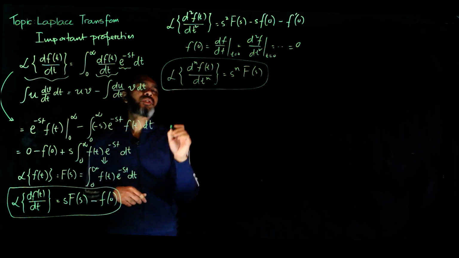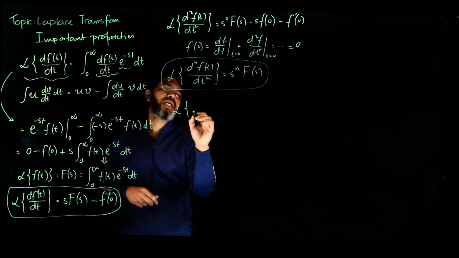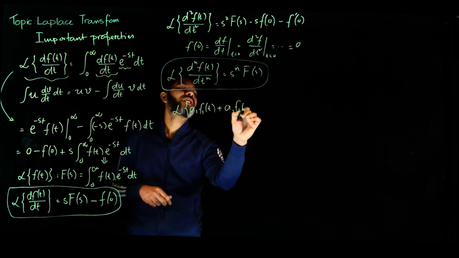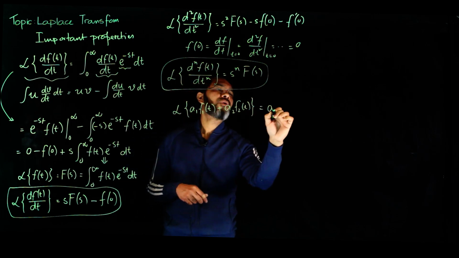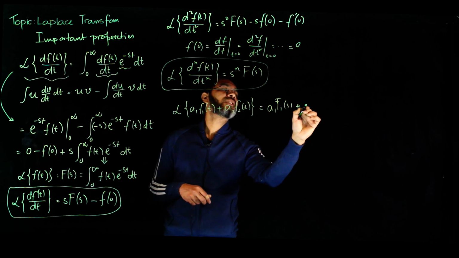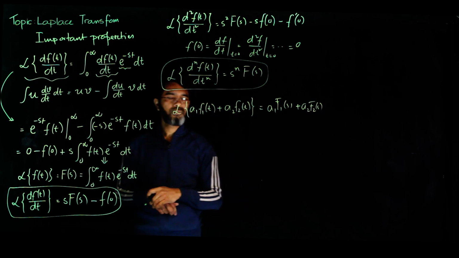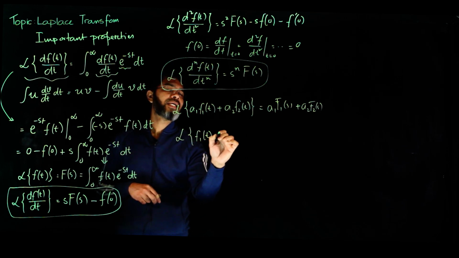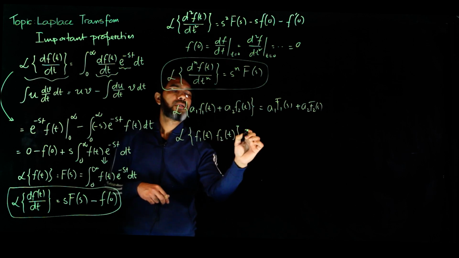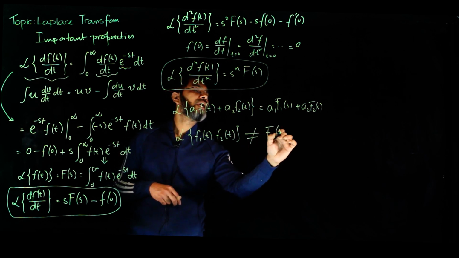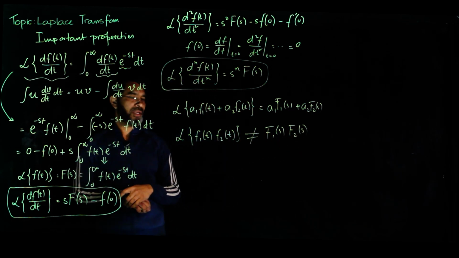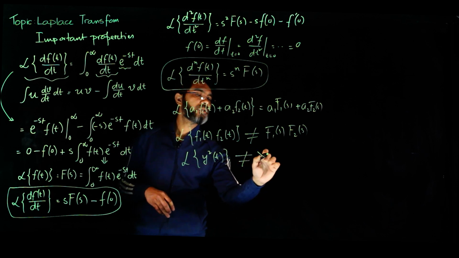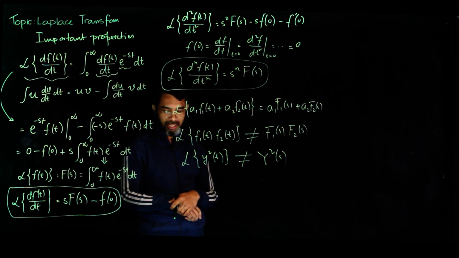There are some other properties of the Laplace transformation that you need to know. The Laplace transformation of a summation of two functions, a1 f1(t) plus a2 f2(t), will be a1 F1(s) plus a2 F2(s). So those are additive. However, the Laplace transform of f1(t) multiplied by f2(t) is not equal to F1(s) times F2(s). Remember that this is not applicable. In the same way, the Laplace transform of, suppose, y squared(t) is not equal to Y squared(s). These properties you need to remember.